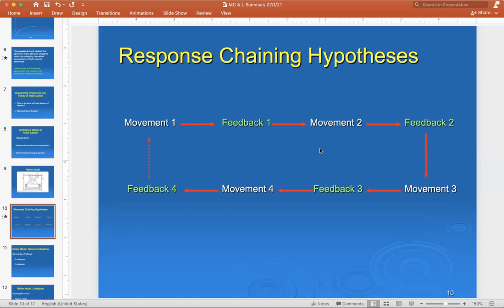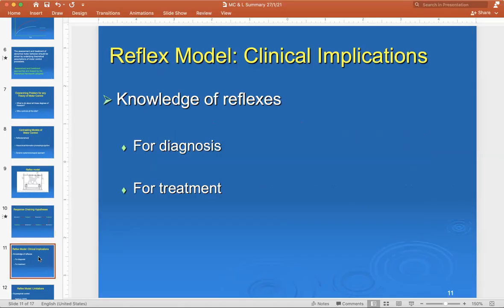So this is a peripheral model or reflex model, because the peripheral feedback, peripheral sensation from the environment, drives the action. The feedback is the controlling signal that makes the cat or the person move. And without this feedback, without sensation from the environment, movement is not possible with a reflex driven model or a response chaining hypothesis.